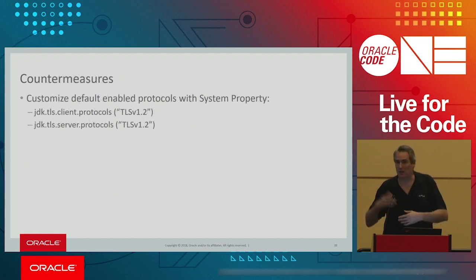Some countermeasures, if you really need to have this stuff and TLS 1.3 isn't for you, I already mentioned these up here, and that's to set these system properties, and that'll set the defaults back to 1.2. But we encourage you, of course, to move to 1.3 because it's much more stable and much quicker.